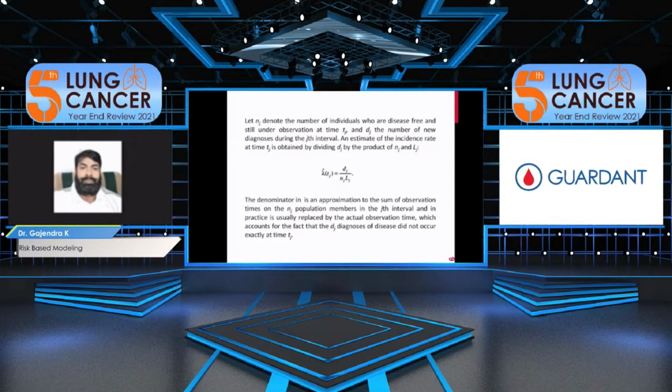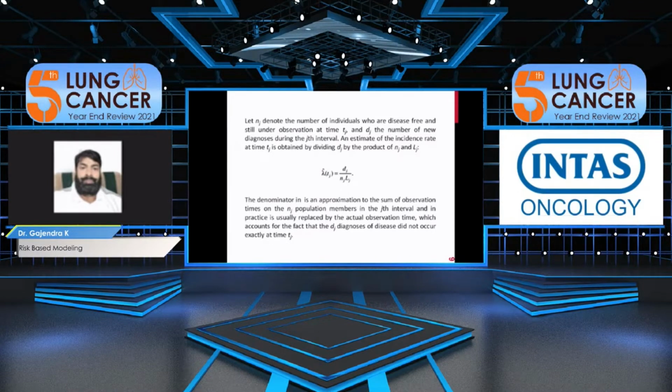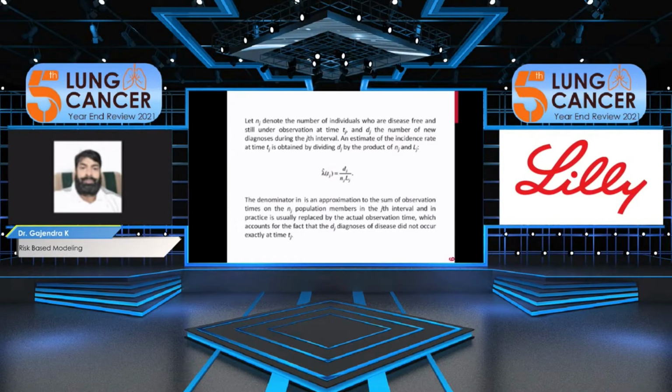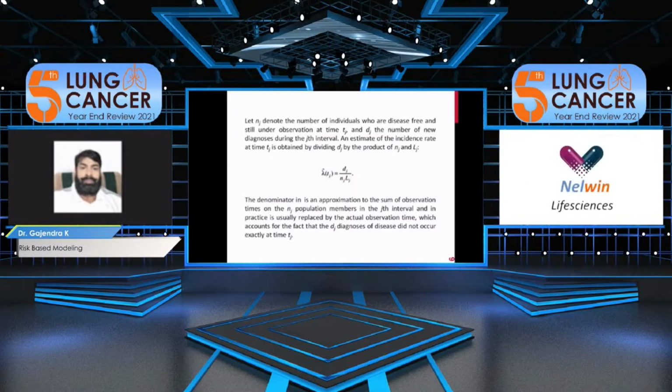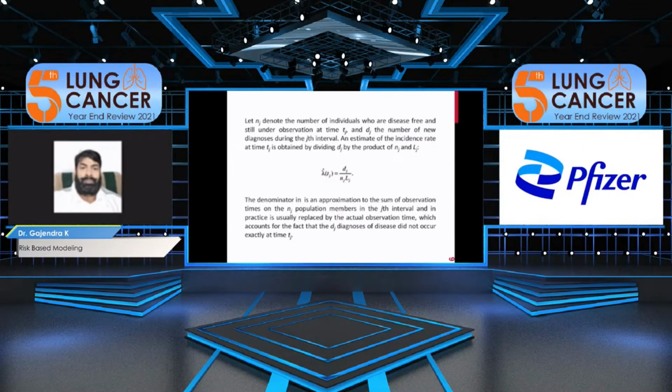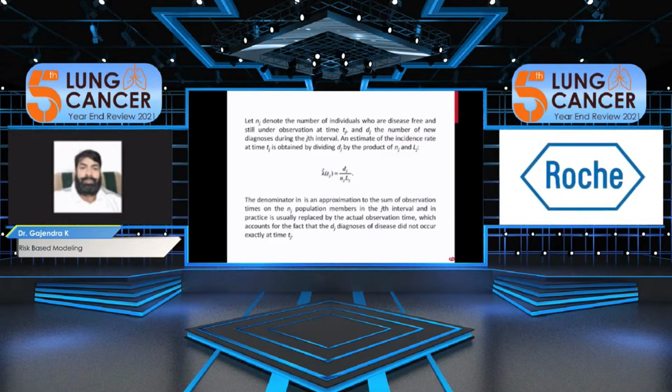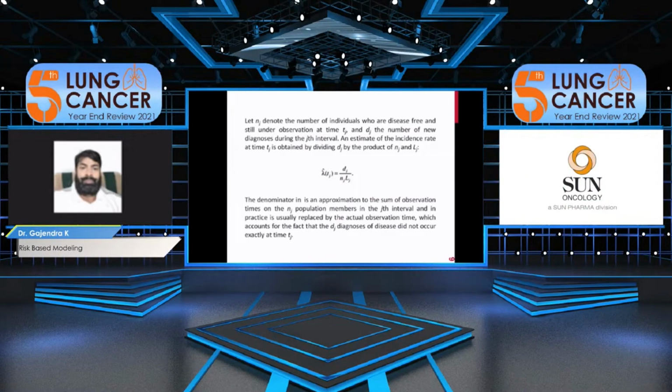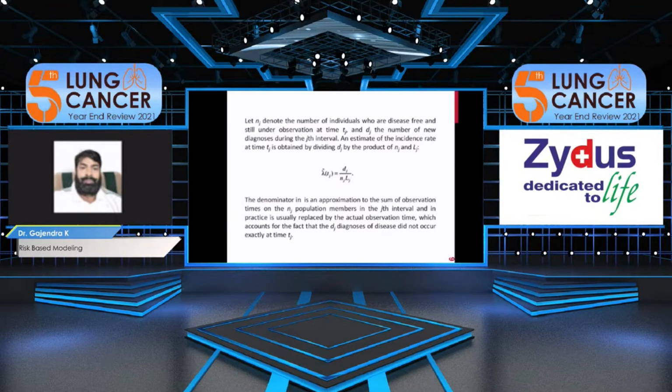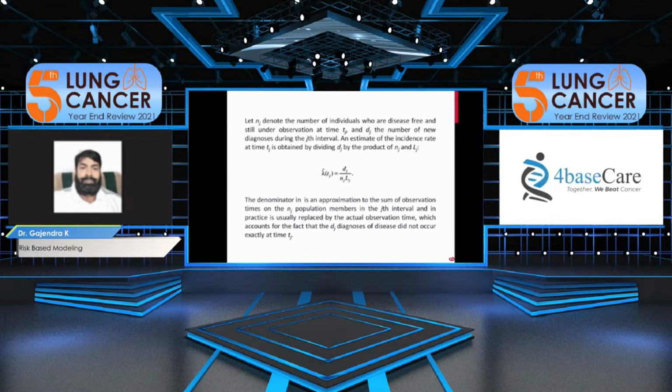So here, let Nj denote the number of individuals who are disease free and still under observation at time Tj, and Dj the number of new diagnoses during the jth interval. An estimate of the incidence rate at time Tj is obtained by dividing Dj by the product of Nj and Lj. So the incidence rate is given by the equation lambda hat of Tj equals Dj divided by Nj Lj.